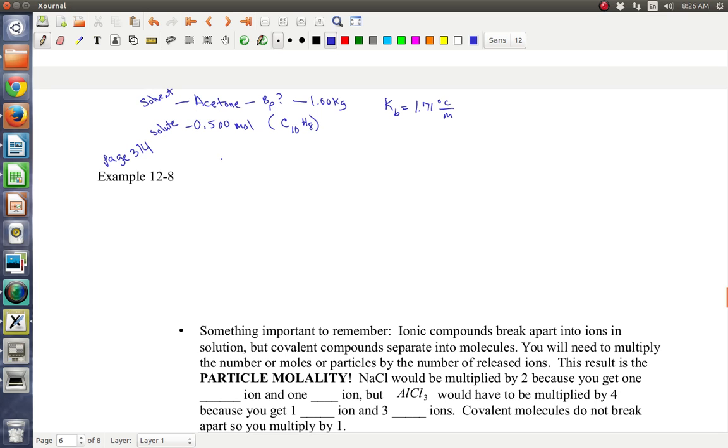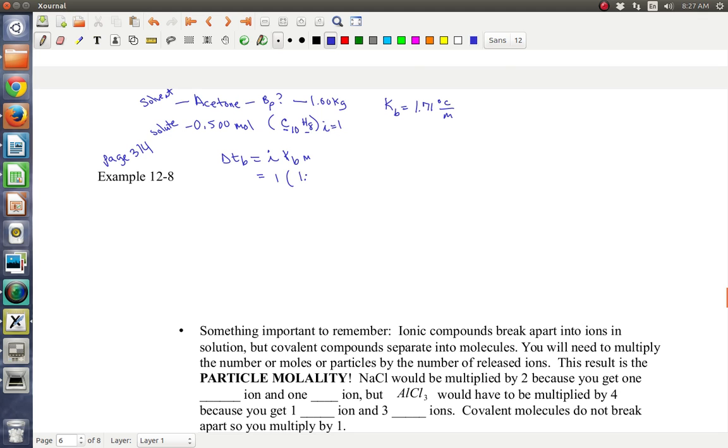Let's write down our formulas. Delta T sub B, the change in the boiling point, because delta means change in, is equal to i, the particle count, times K sub B for the solvent, times molality. Okay, what is the i? Well, naphthalene, notice carbon and hydrogen are nonmetals, so 2 nonmetals makes it covalent. So the i is equal to 1. It breaks down just into molecules. So for all the covalent molecules, you're going to use i as 1.